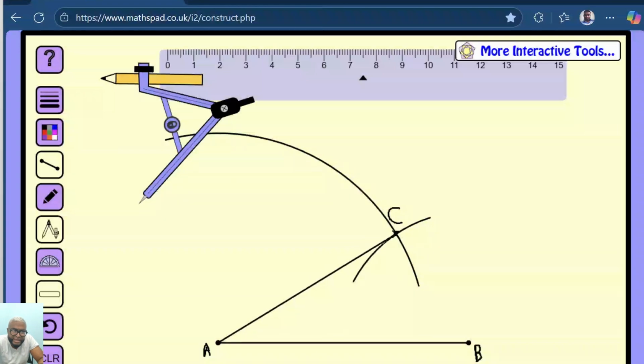We just join lines now, Kaylee. So you draw a line from A to C, that's 8 centimeters. And then we join our next line from B to C. And this will be my triangle ABC. The proper thing is you should write in here 8 centimeters, and here 5 centimeters. Everybody good there?